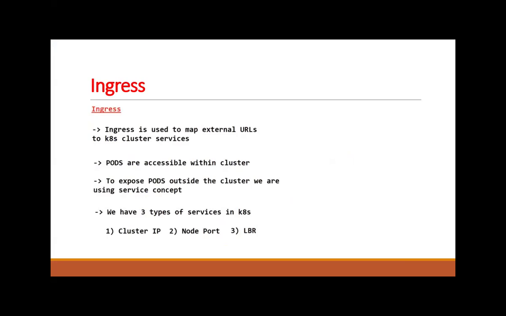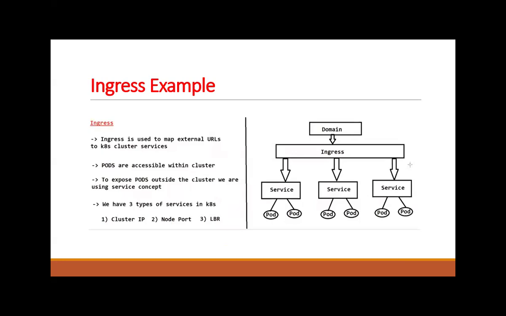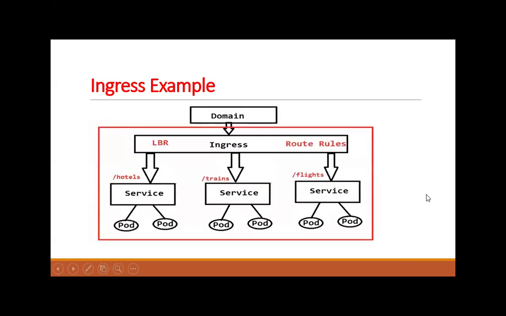Ingress. Ingress is used to map external URLs to Kubernetes cluster services. Pods are accessible within the cluster. To expose pods outside of the cluster, we use the Service concept. We have three types of services in Kubernetes. So after Ingress, we will come to the services.